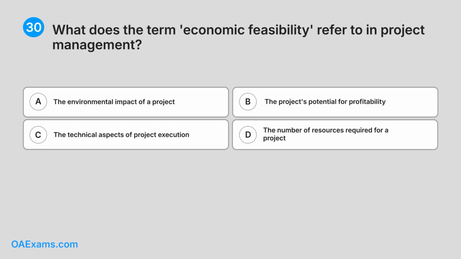30. What does the term economic feasibility refer to in project management? A. The environmental impact of a project. B. The project's potential for profitability. C. The technical aspects of project execution. D. The number of resources required for a project. Do you know the answer?